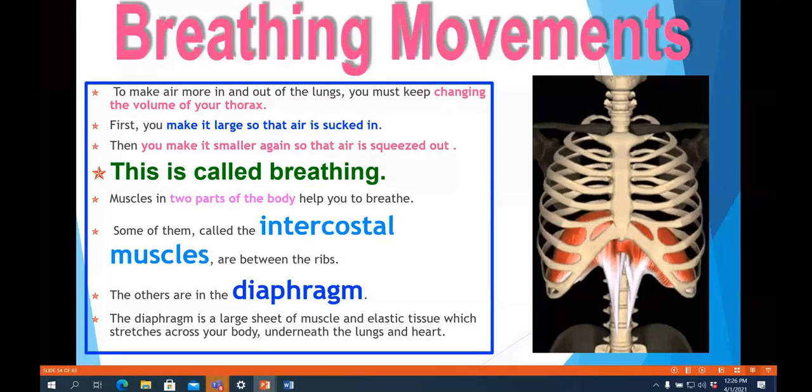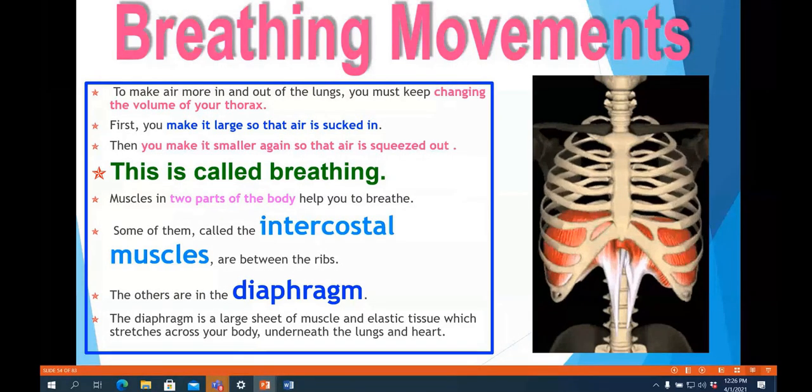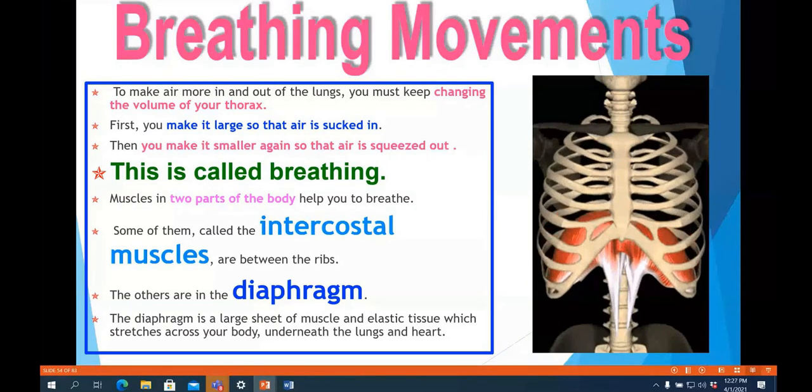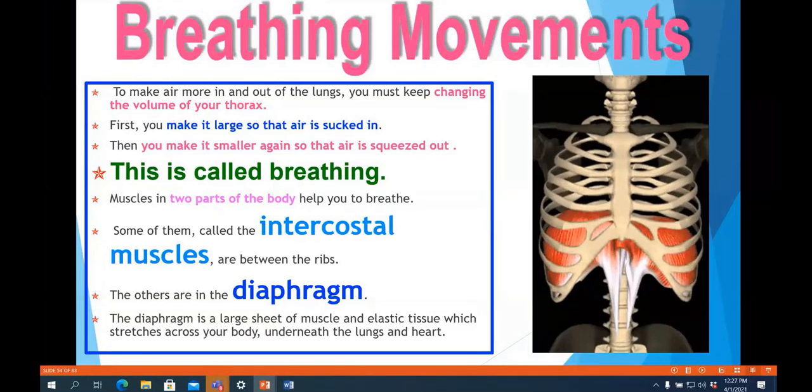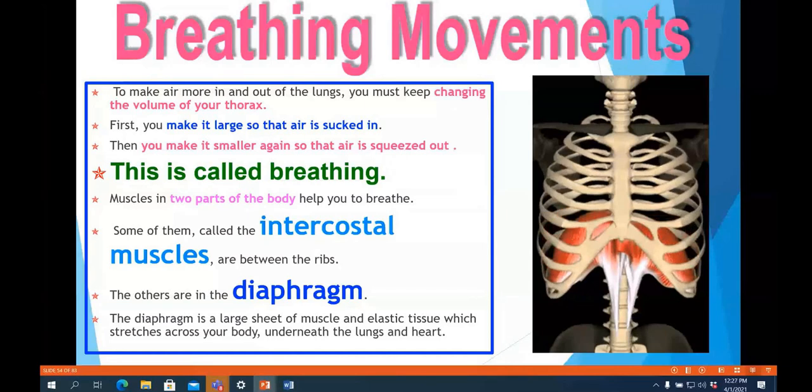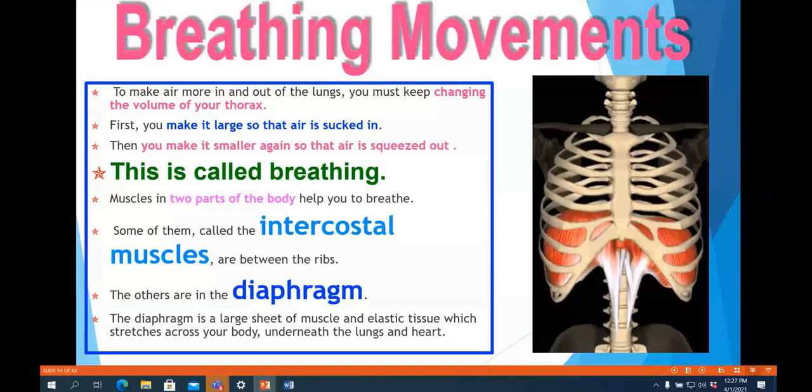If you put your hand on your chest, you can feel the movements of your chest rising and falling when you're breathing. You're taking in air, inhaling and exhaling. To move air in and out of the lungs, you must keep changing the volume of your thorax. Now what is the thorax? The area from your trachea to your rib bones is known as the thorax. First, you make it large so that air is sucked in. Then you make it smaller again so the air is squeezed out. This process of sucking in air and letting air out of our body is known as breathing.